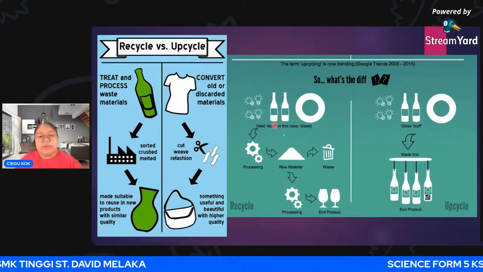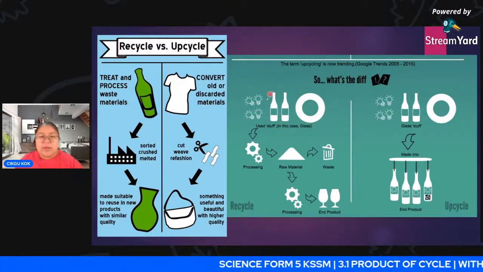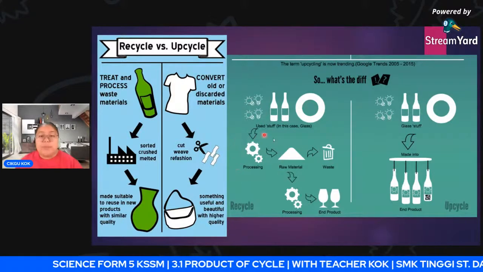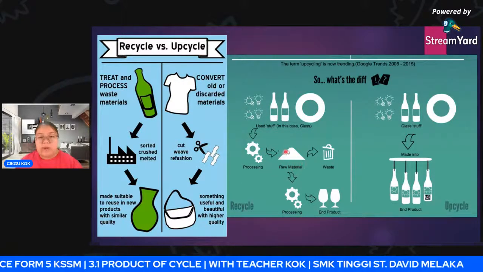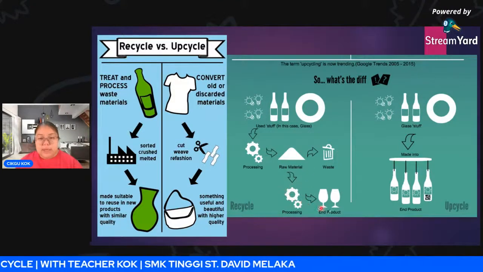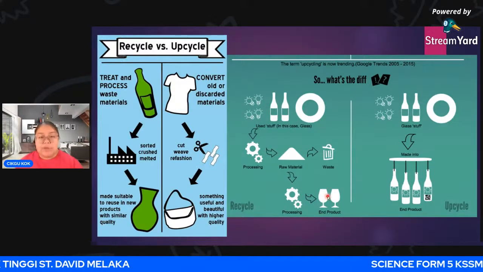So you see the recycle. Okay, we have one of the glass, then we have a bottle, then we have a bulb. Okay, they need process. Process means raw material. After that, they produce the waste. After that, from here, processing, produce the end product. Okay, they produce a cup. So this one we call recycle.